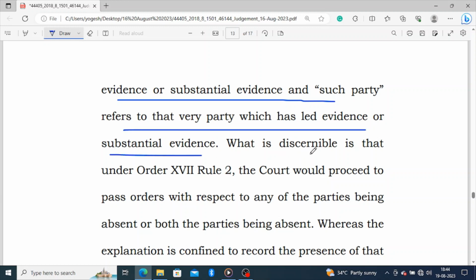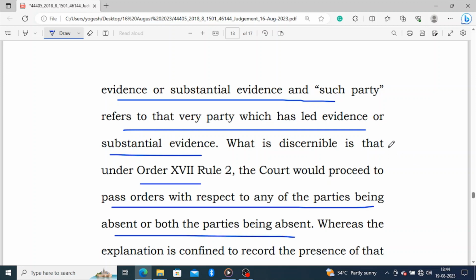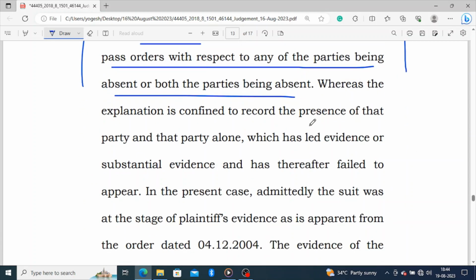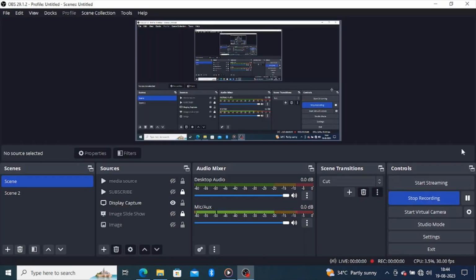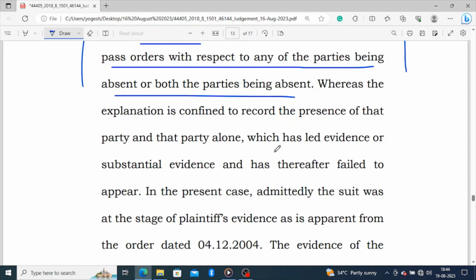What is discernible is that under Order 17, Rule 2, the court would proceed to pass an order with respect to any of the parties being absent or both the parties being absent. This is the provision which the court has analyzed. So the discernible portion is that the court will proceed with respect to any of the parties or both the parties being absent, and the explanation is confined to the absence of a party alone, which has led substantial evidence and thereafter failed to appear.